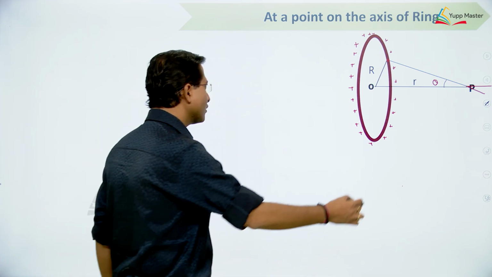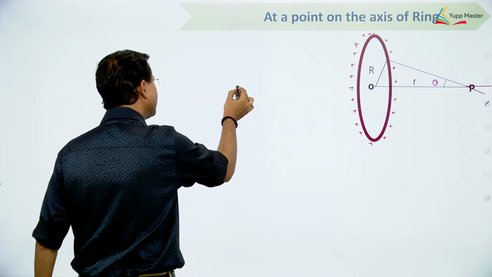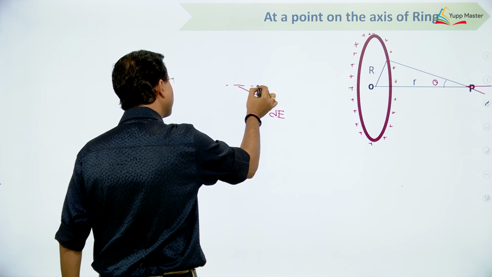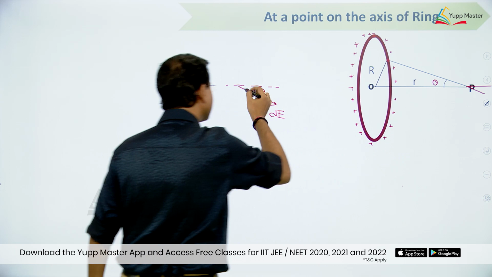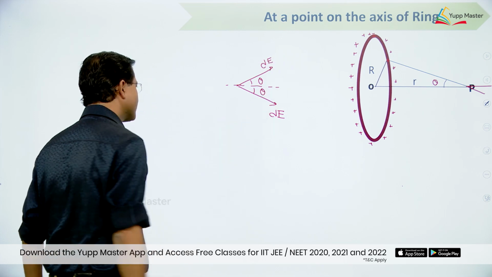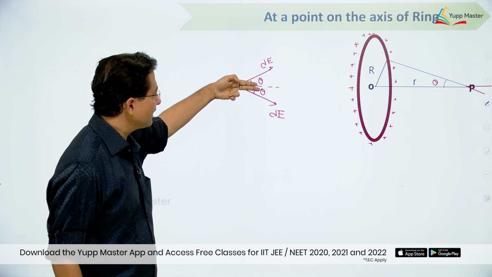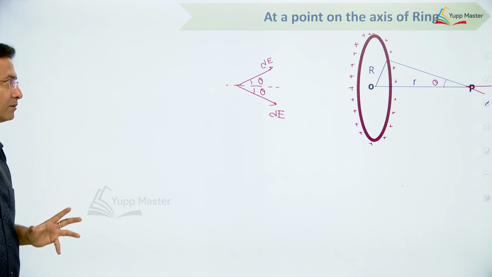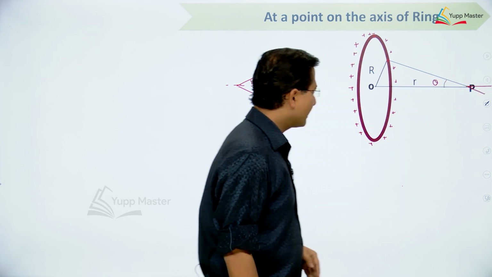Now if I draw this point somewhere here, then because of this element the field will be in this direction, dE, making angle theta. Similarly if I take the element somewhere here, because of this element it will be in this direction, and because of this element it will be in this direction. As you can see, their x component will get added up, but their y component will get subtracted and the resultant in the y direction will be 0. So there won't be any component of field perpendicular to the axis, the field will be only along the axis, right.